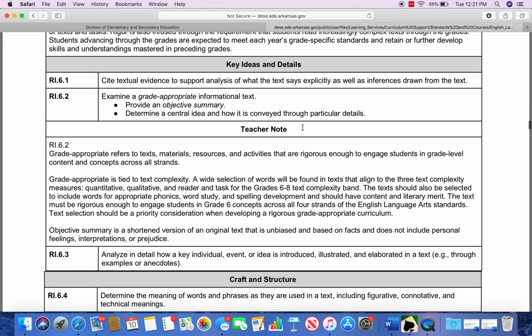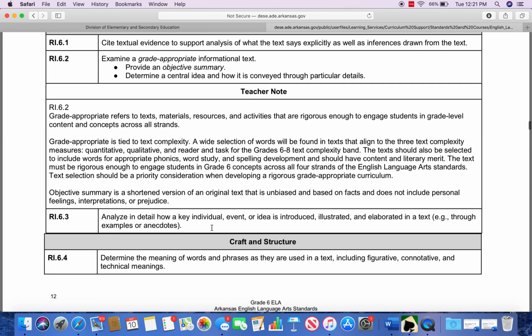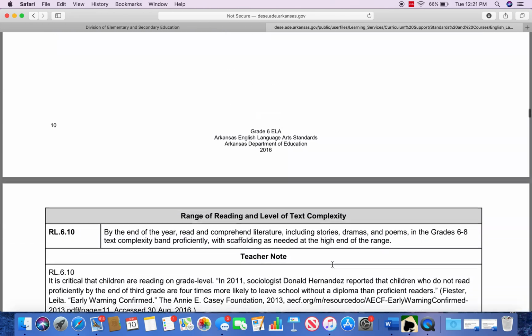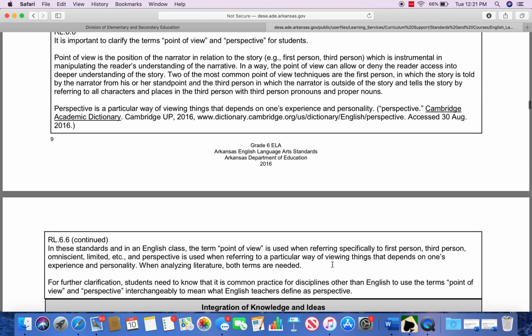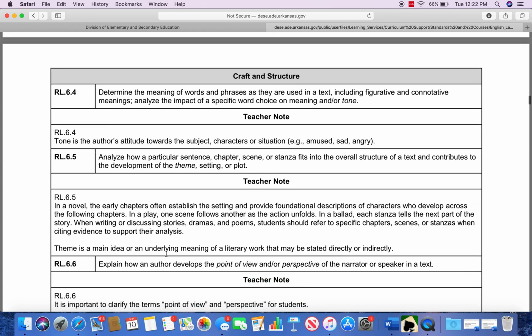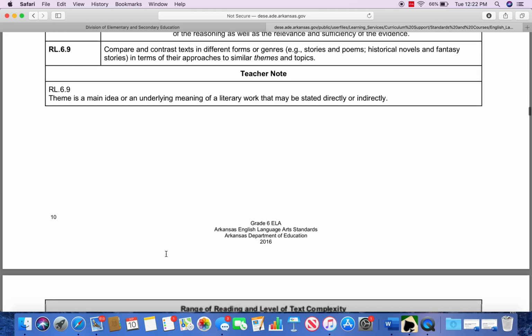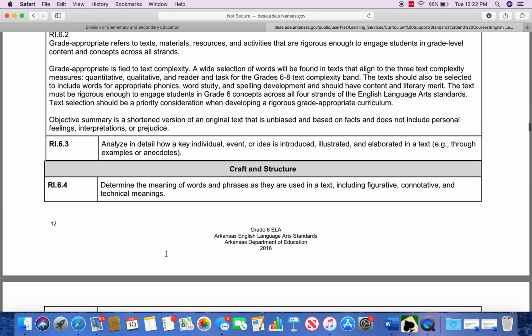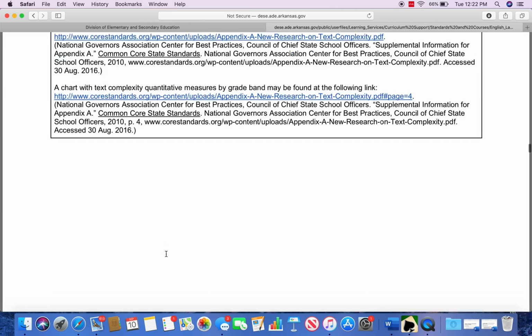Okay, so if you'll notice, let me backtrack before I get into that. Determining the meaning of words and phrases. RI 6.4 and RL 6.4 are very closely connected. Reading literature, reading informational text. So you could teach RL 6.4, RI 6.4, and then you could drop down to writing.